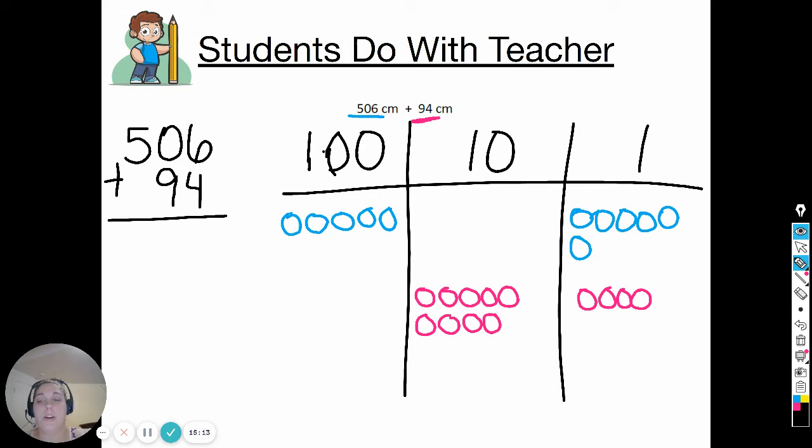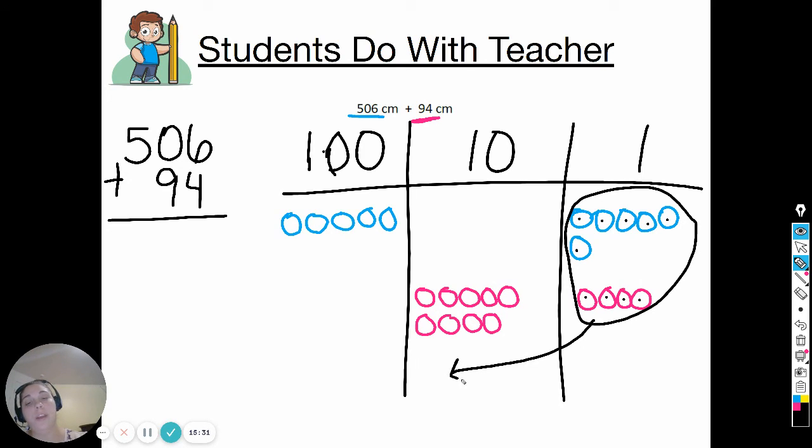Okay, now let's go ahead and start adding them together. Step 1, start in the ones. 1, 2, 3, 4, 5, 6, 7, 8, 9, 10. So we're going to take these 10, trade it over here for 110. So these are gone. And we have 0 ones left in the ones column right now.